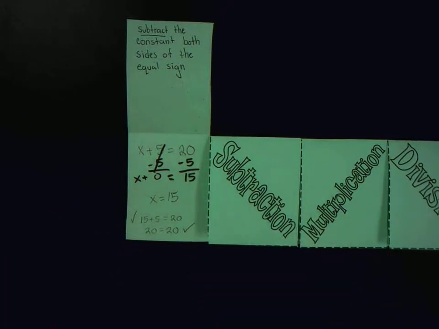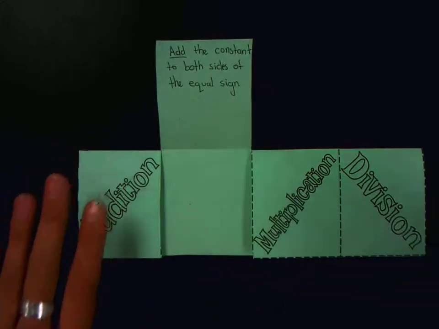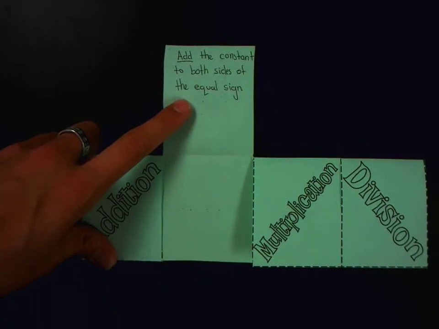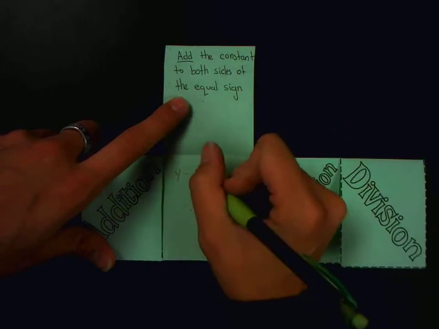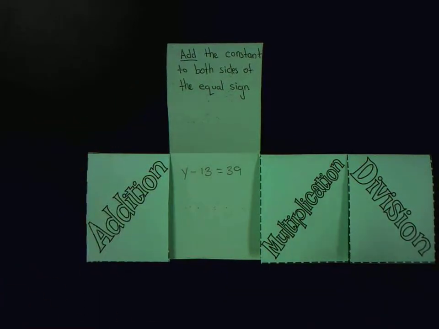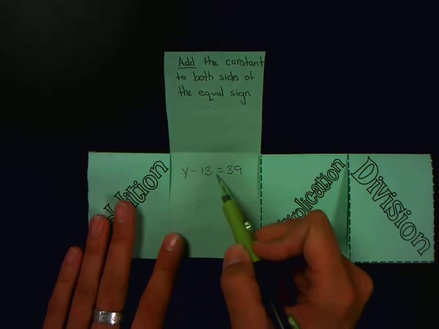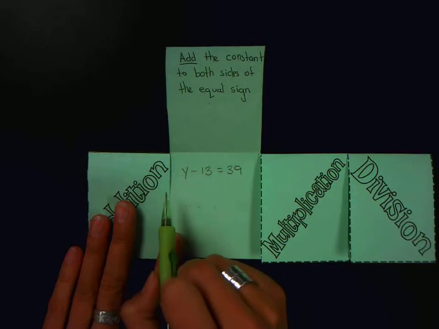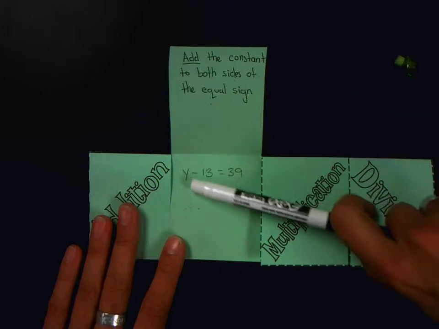With subtraction, it says add the constant to both sides of the equal sign. So let's say you have y minus 13 equals 39. So we have negative 13 here. How do I turn a negative 13 or a minus 13 into 0? Well, if I'm on the negative side of the number line, I want to work my way to the right. So we want to add the constant. 13 is our constant. Plus 13. We want to do it to both sides of the equal sign.